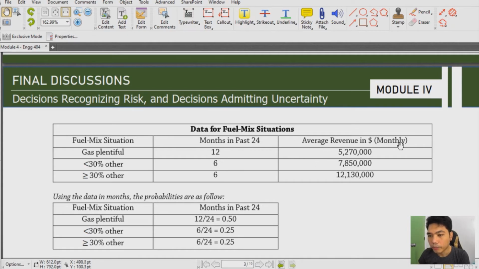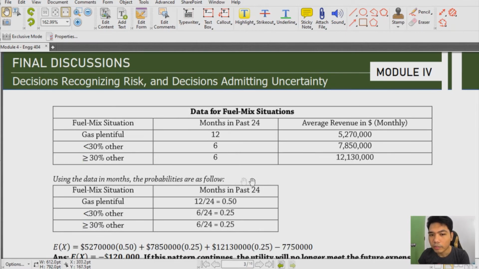And then the average revenue per month are, as you can see, it's stable. So using the data in months, the probabilities are as follows. So in short, the probabilities can be related in a way na you have a sample space. Since you're given the data for 1 year, and then syempre per month to, so you can expect that the probability will be obtained based on the monthly na ginagamit yung certain project or material or object. So dun mo kukunin ngayon yung probability. So in this case, ginawa natin yan yung probability by dividing this to 24. And then after obtaining these values, so meron tayong probability.